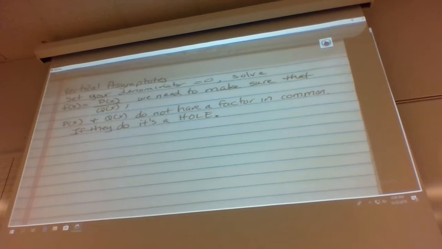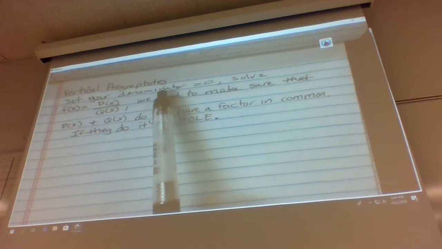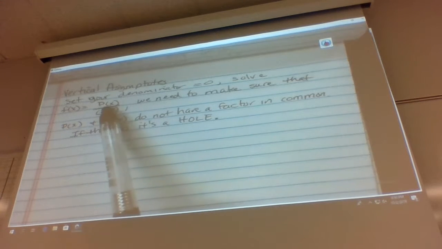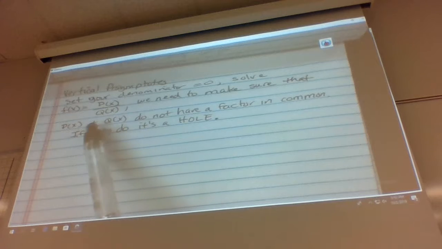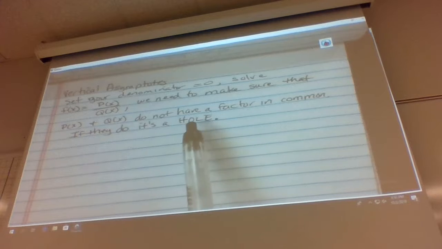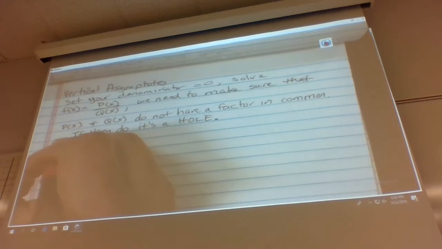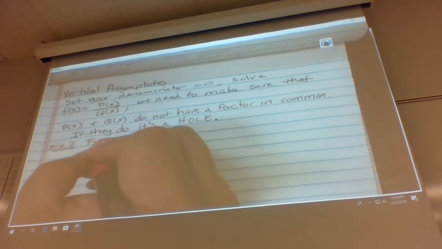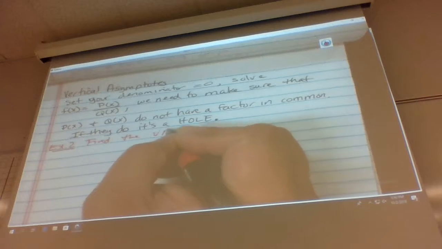All right, so when we do this, we only care about the denominator, but we also care about the numerator, because if something is in common in the numerator and denominator, it is not a vertical asymptote, it is a hole in the graph. So what does this here mean? For example number 2, find the VA, and VA is a vertical asymptote. We're going to look at the first equation. F of x equals 2x minus 11 over x squared plus 2x minus 8.